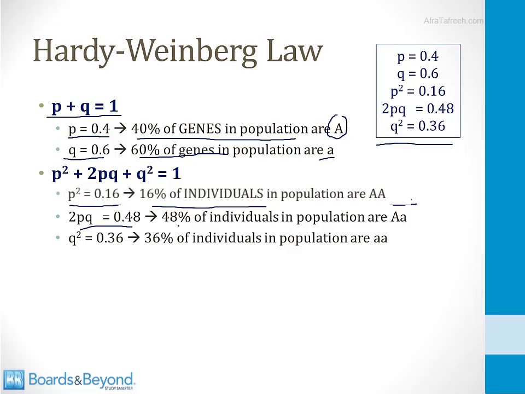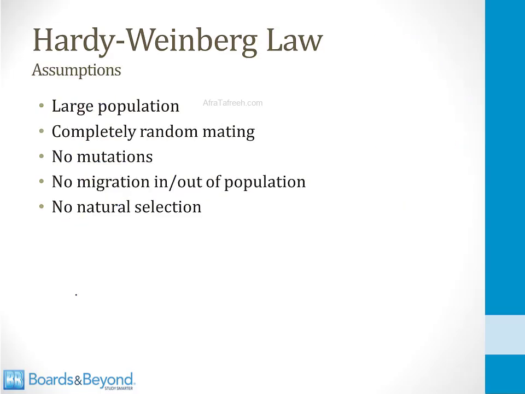2pq was 0.48. This means that 48% of individuals in the population are heterozygotes. They have one big A and one little a. And then finally, q squared was 0.36. This means that 36% of individuals were little a, little a. Make sure you understand what all these values in this box represent intuitively, because you're often given a description of the value and you need to figure out whether the question is describing the value of p, q, p squared, or 2pq.